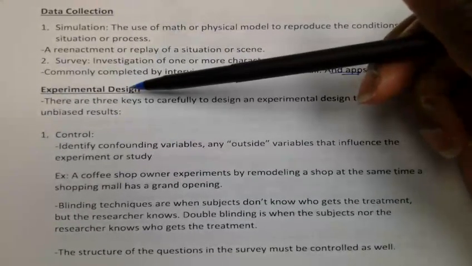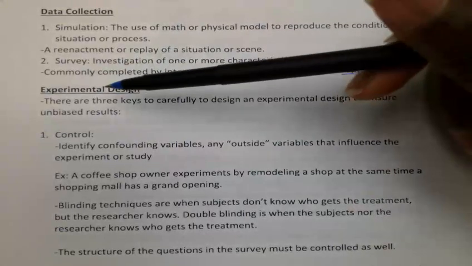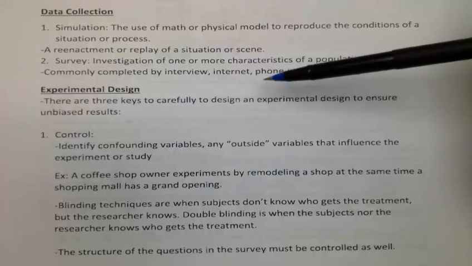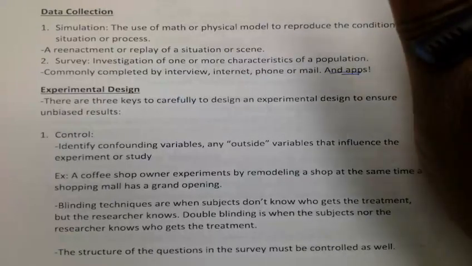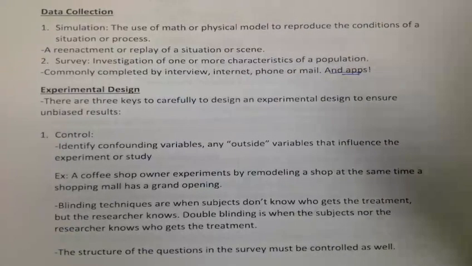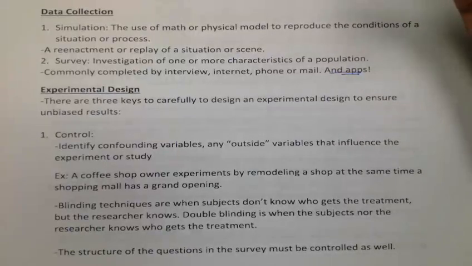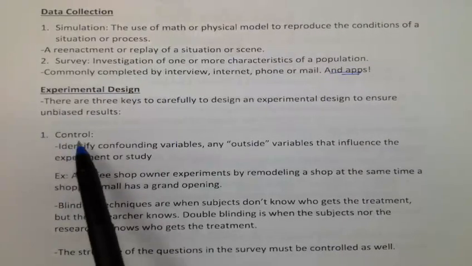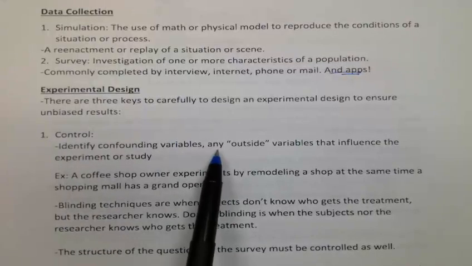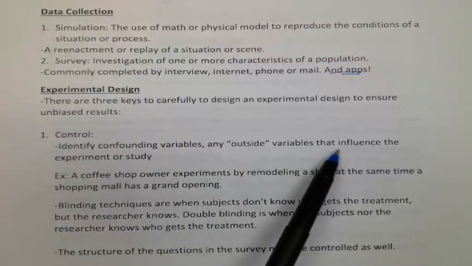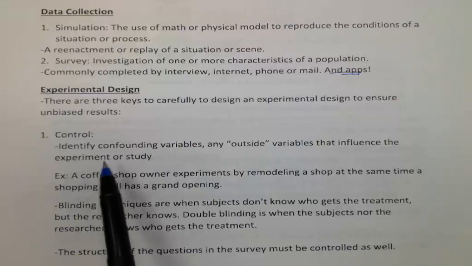All right, experimental design. There are three keys to carefully design an experimental design to ensure unbiased results. So unbiased means we have some results that are not swayed or trying to point you in the right direction. All right. Versus control. We're going to identify confounding variables, any outside variables that influence the experiment or study.